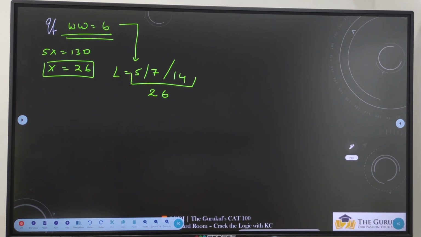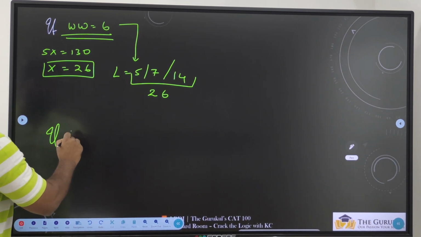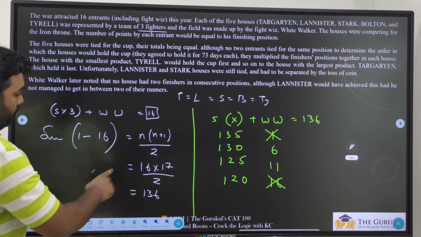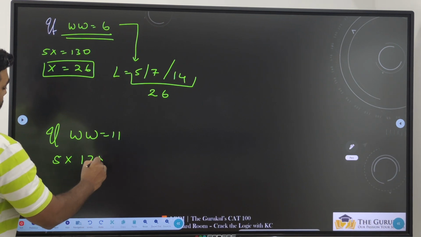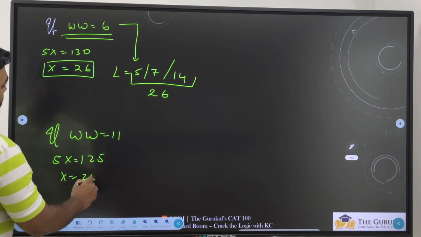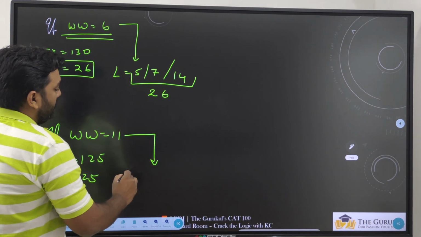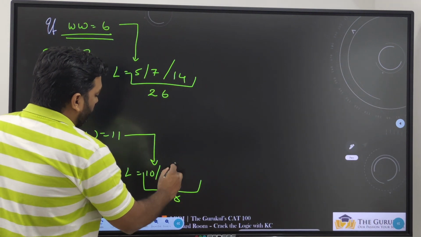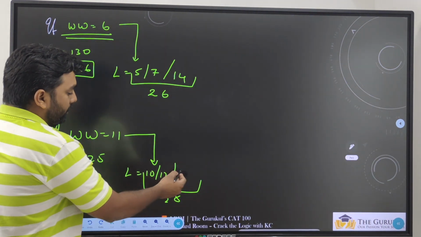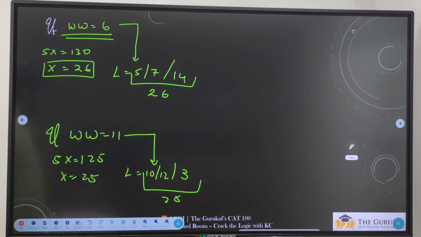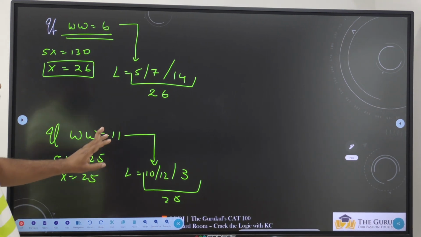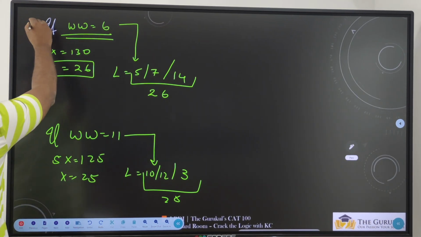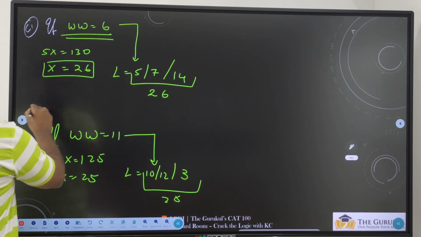Clear with this part? If White Walker is 11, then what will happen? 5x is equal to 125, which means x is equal to 25. From this, Lannister should be 10 and 12. Sum is equal to 25. Already 22 is done, so the third person will be 3. Okay. Now they told this is 5, 7 and 14. That is, these are the two different cases. Case 1 and case 2.